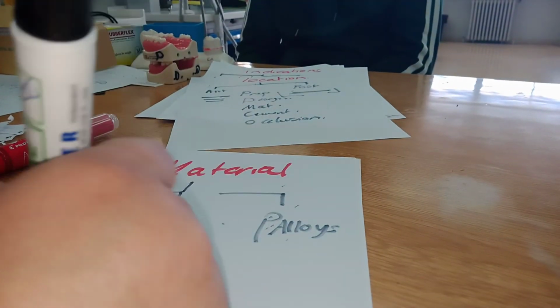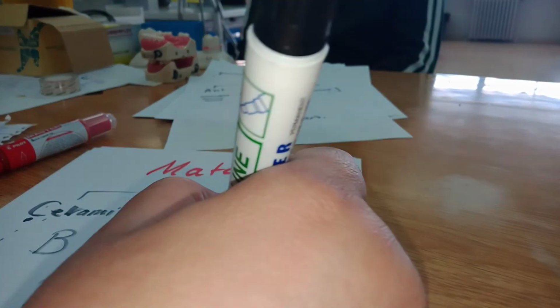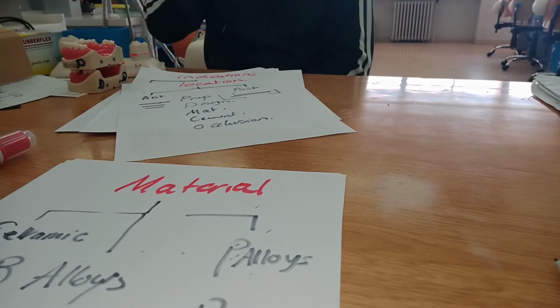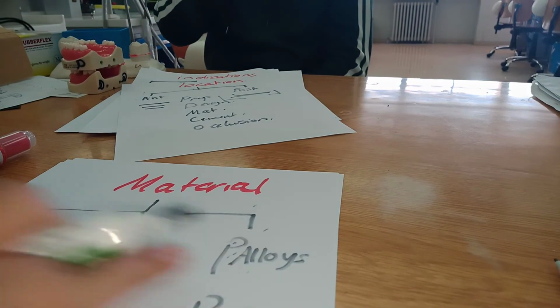And the Pontic is made out of porcelain, bonded to the regular alloys with porcelain. The Pontic is porcelain, but the retainers are metal alloys. They could be precious alloys or base alloys.